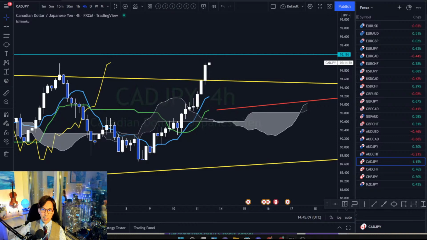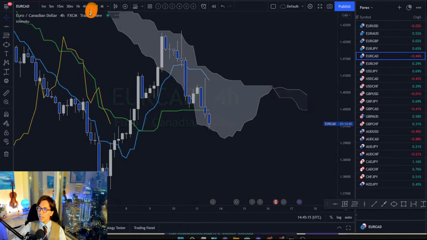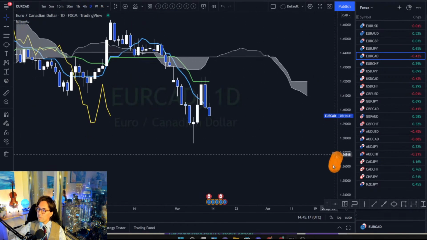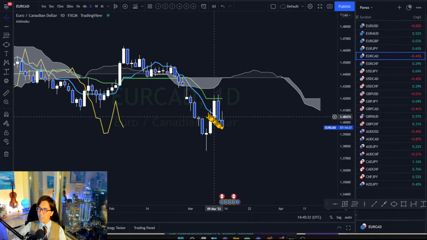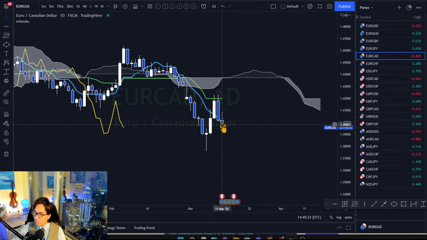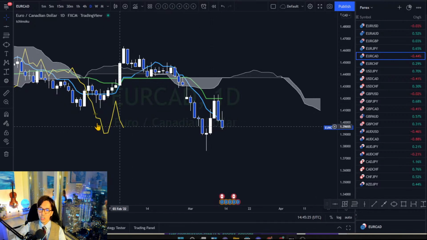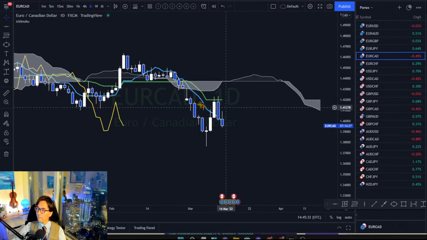Agibola says, kindly review Euro CAD. All right, Euro CAD, let's see. In the daily time frame, it's bearish. Kumo's down. Kijun Sen is flat, but Tenkan Sen's down. The market is now below Tenkan Sen, and Chikou span below candles, so it's bearish in the daily time frame.